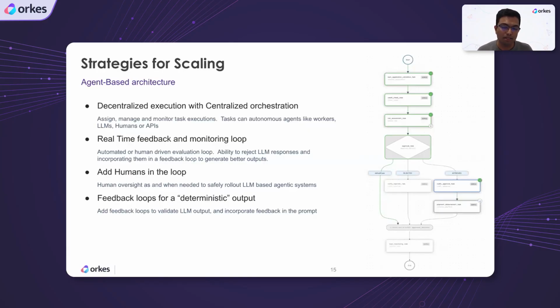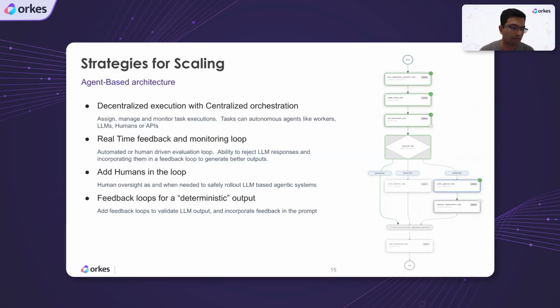Next, build a real-time feedback and monitoring loop. So when an LLM produces a response, have an automatic or a human-led process to review and score it. Good outputs move forward, poor ones trigger retries or rewrites. Add human in the loop strategically. I think it's a very critical point.